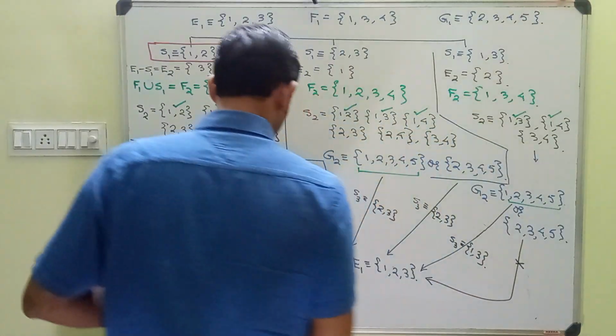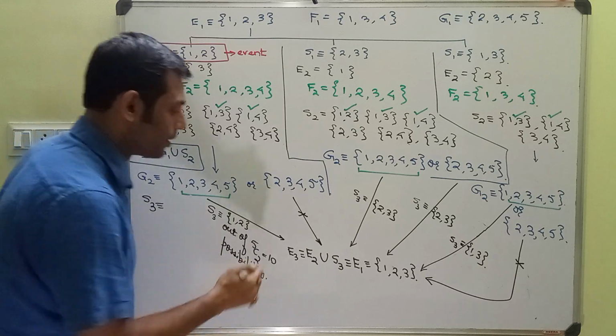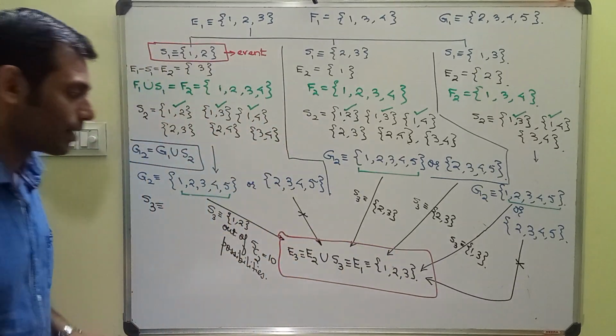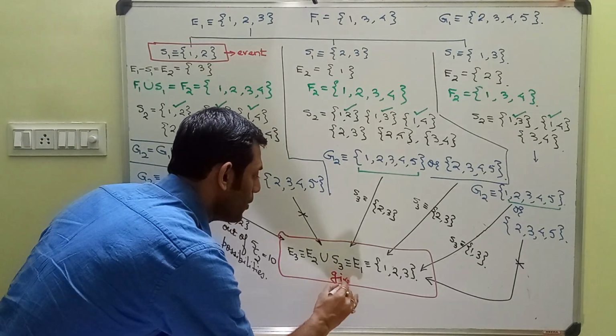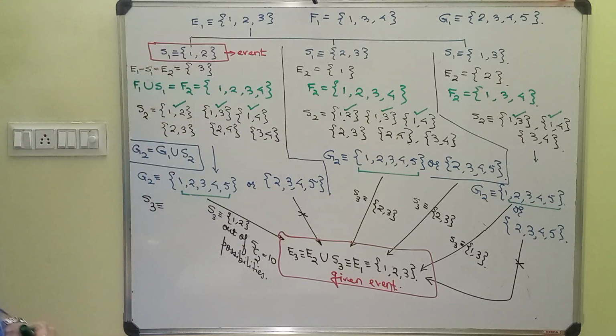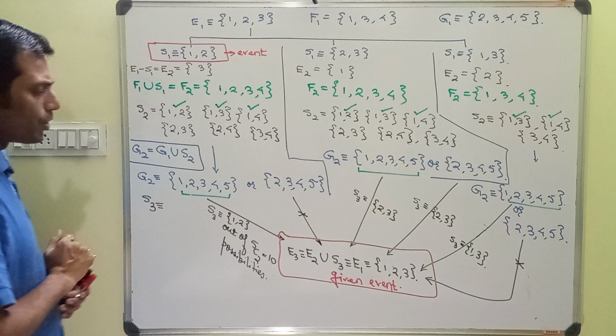Why? Now you look at the resultant. This particular situation is what? This is the given event, that means this is the primary event or a priori event. Now, how is this situation coming into existence?